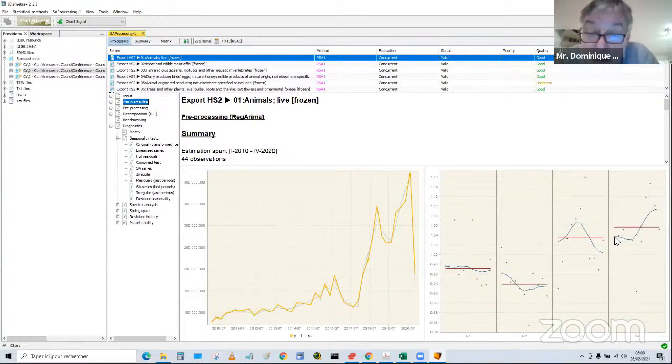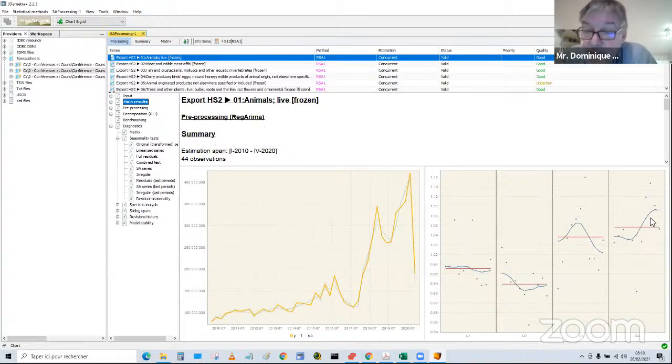For example, the first estimation at the beginning of the span in 2010 was around 4%, and now it's around 9%. So it's a huge evolution.